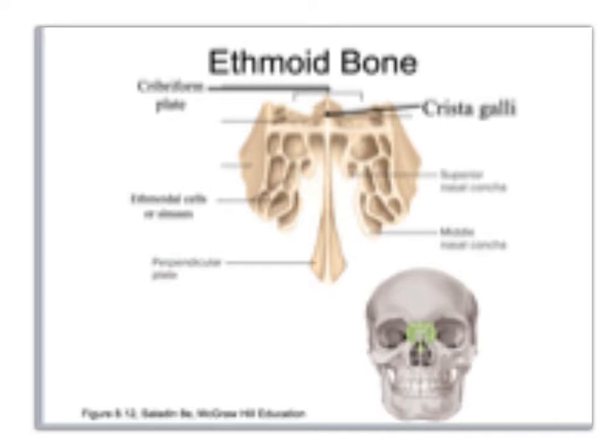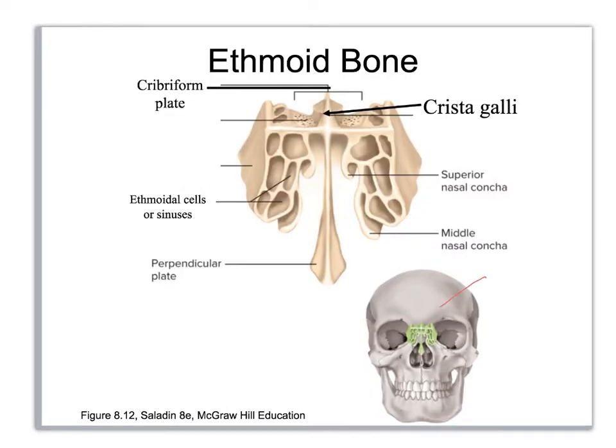All right, so now we're going to do some close-ups of some of the bones. We've got a few more slides and then we'll go on to part 2. So this is our ethmoid bone. What I want you to look at is right here where it's located.